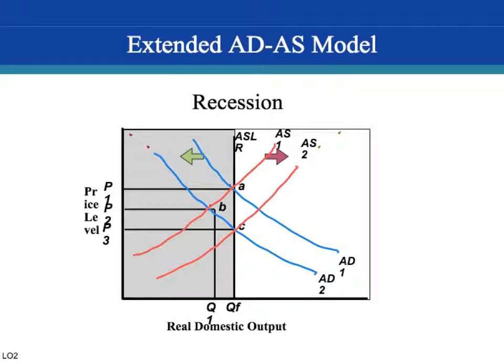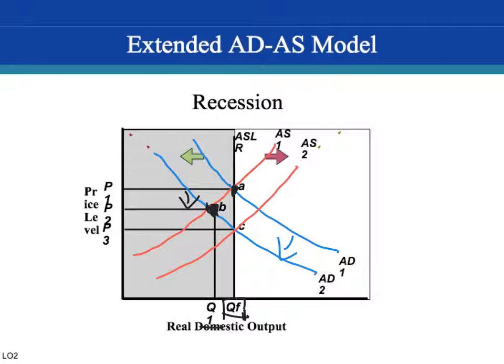Okay, so let's look at the case of a recession. So let's say aggregate demand shifts to the left. So we go from point A to point B. Okay, and again, output is below potential output. Okay, so there's an increase in unemployment. Downward pressure on prices, so we already went from price level 1 to price level 2.